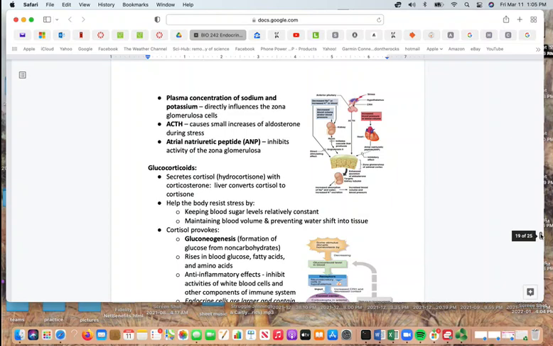ACTH, it's going to cause a small increase of aldosterone during stress. And then the atrial natriuretic peptide will inhibit the activity of the zona glomerulosa. So that will actually shut down that and lower blood pressure a little bit.